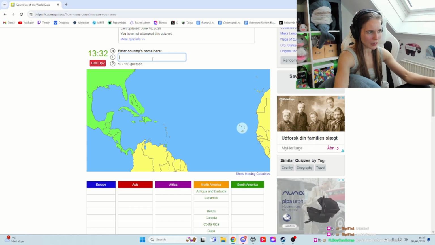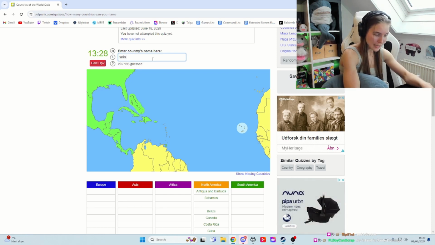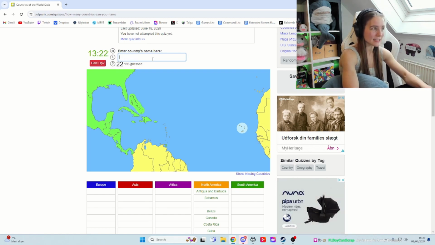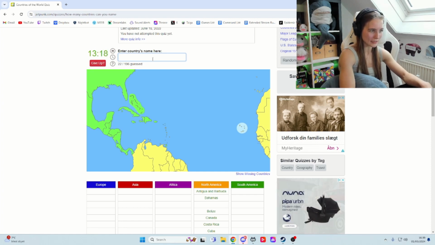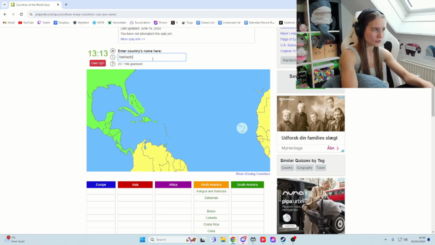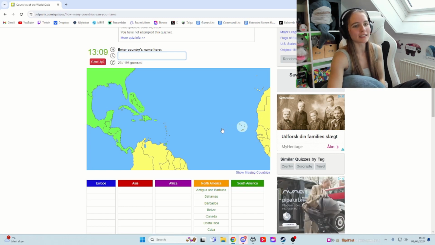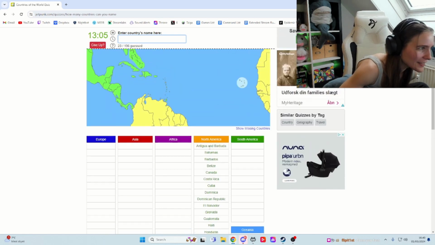And there's St. Lucia, St. Kitts, St. Vincent. I'm missing one. What am I missing? With a B. Barbados. Yes. Santo Domingo. Oh, I see. Tobago. All right, that's all of North America.